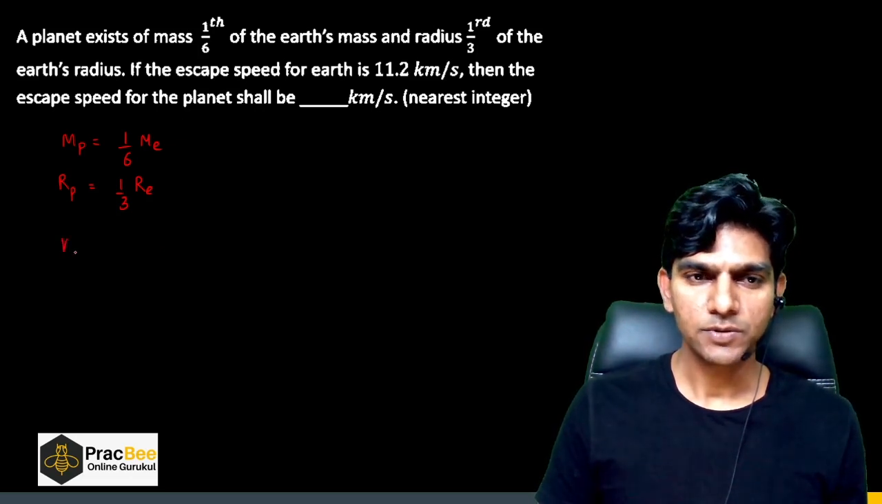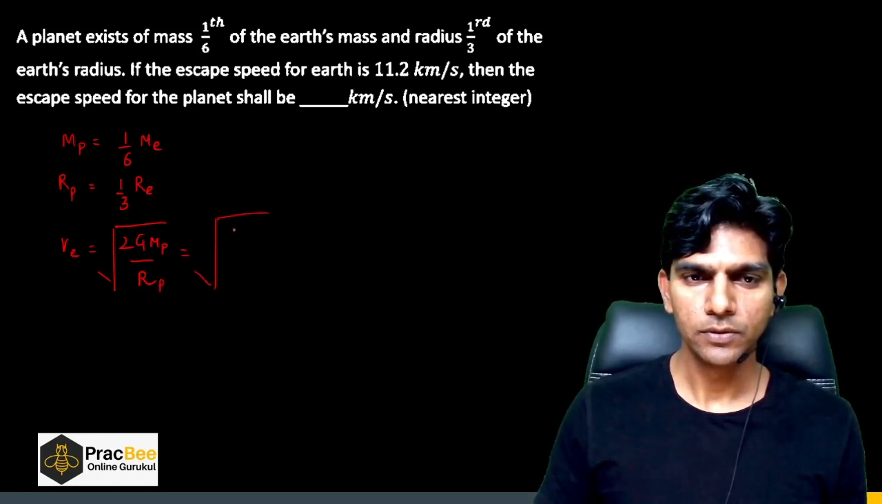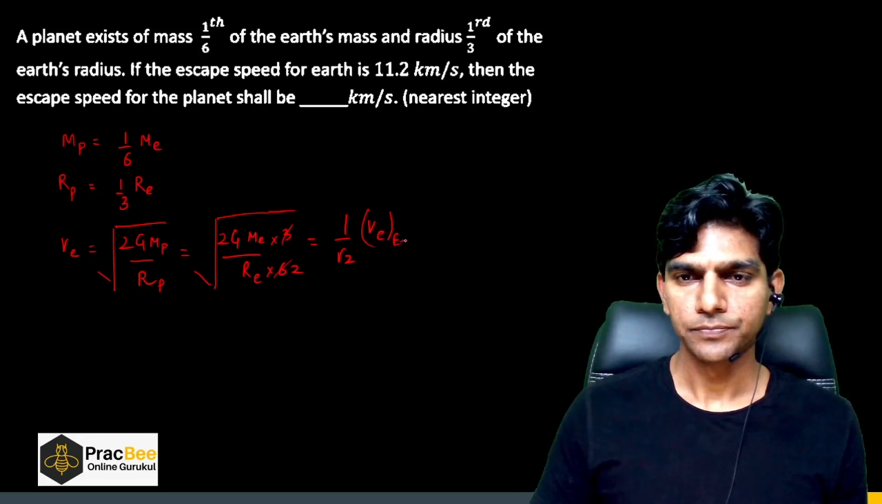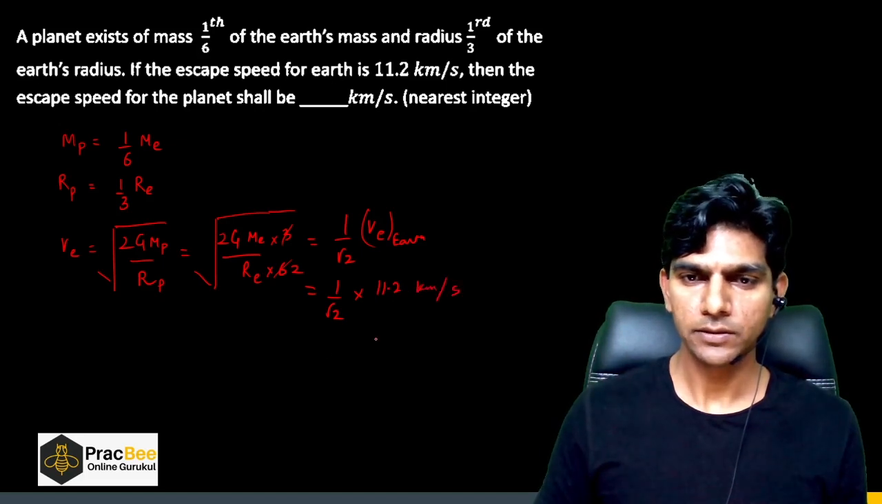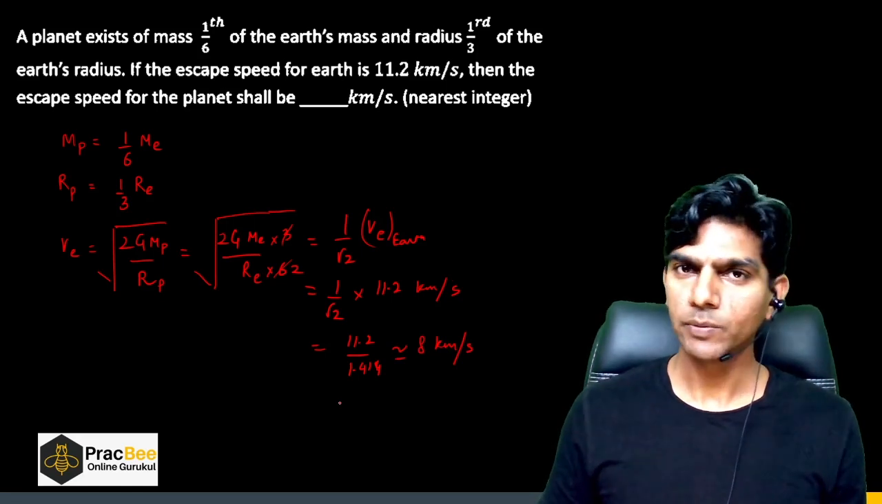We know that escape speed is root of 2GM by R, right? For the planet, I'll write mass as Mp and radius as Rp. So this will be root of 2GMe by Re, and there will be 6 in the denominator and 3 in the numerator. So this becomes 2 here. So I can write this as 1 by root 2 times the escape velocity for earth, so 1 by root 2 times 11.2 kilometers per second. 11.2 divided by 1.414, when simplified, comes out to be nearly 8 kilometers per second. So again, a very basic question.